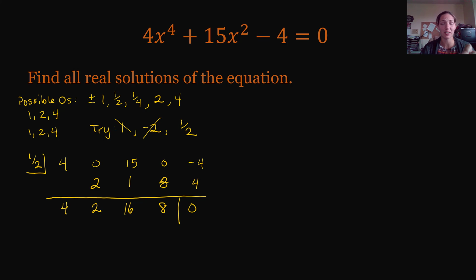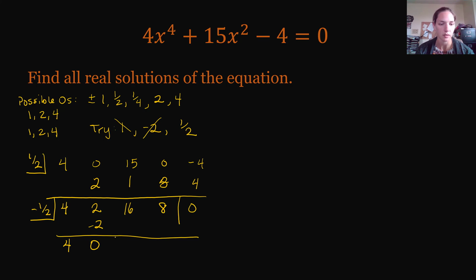Anybody want to try negative 1/2? It feels like this might be symmetric. Way back in chapter 1, we talked about symmetry: if it's symmetric to the y-axis, when you substitute a negative for x and simplify, you get back the original. So we can use the symmetry to our advantage. Let's try negative 1/2. Bring the 4 down. 4 times negative 1/2 is negative 2. 0. 0. 16 times negative a half is negative 8. That also gives me a 0. So negative a half worked too.